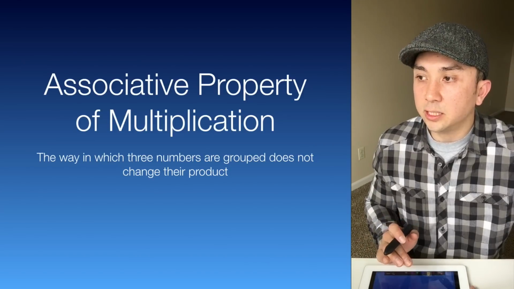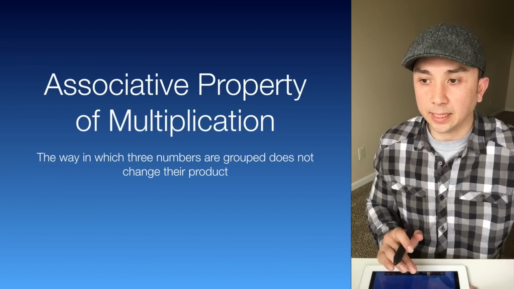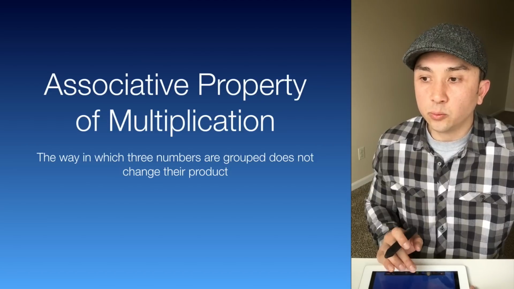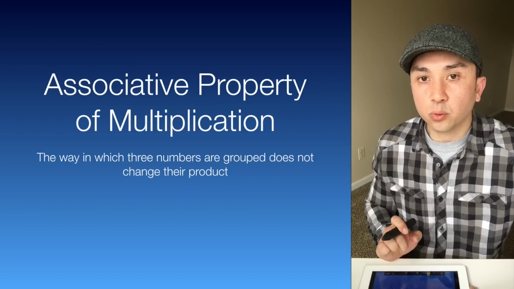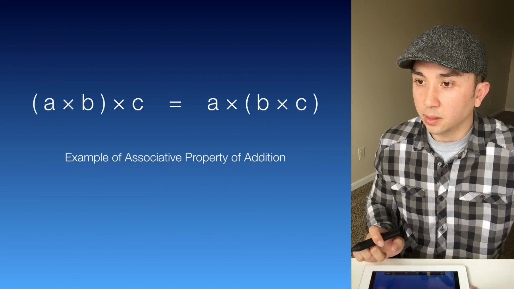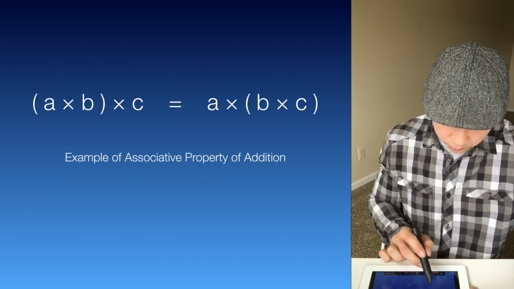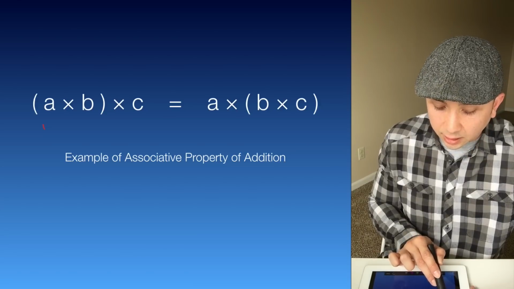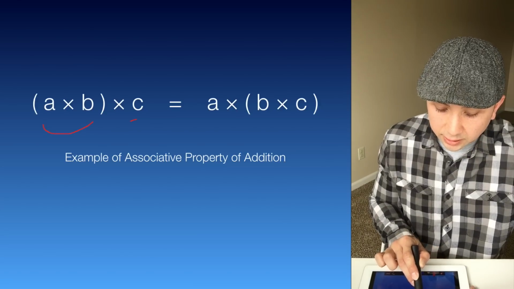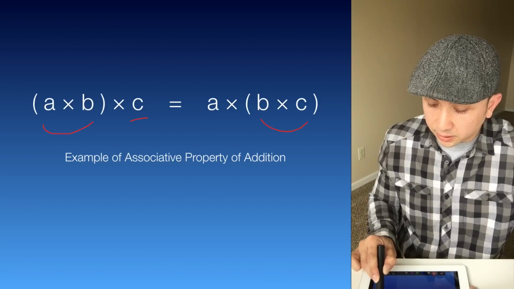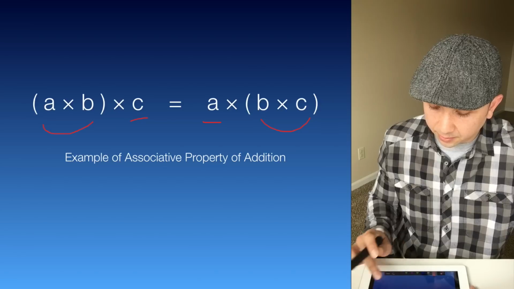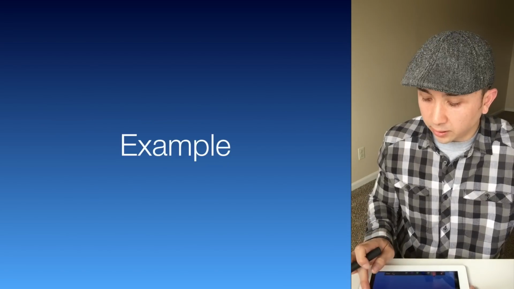Now, the associative property of multiplication states that the way in which three numbers are grouped does not change their product. So, for example, we could either do a times b and then multiply by c, or we could do b times c and then multiply by a. So let's do an example.